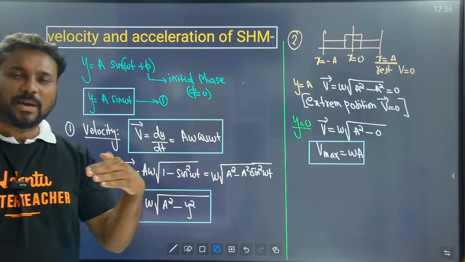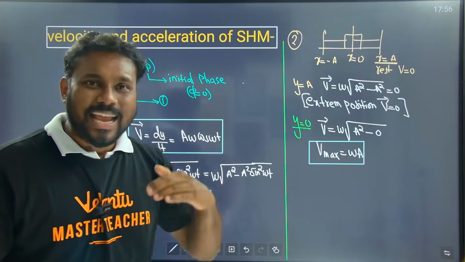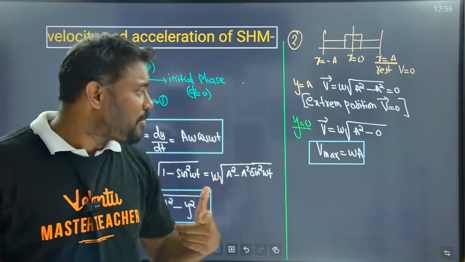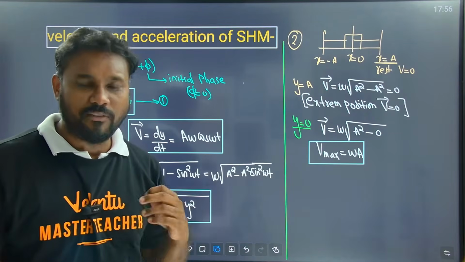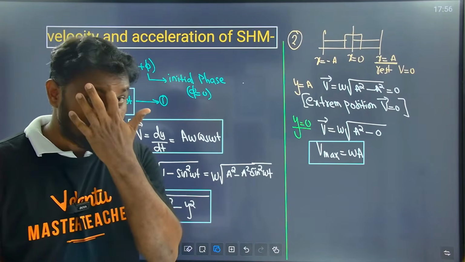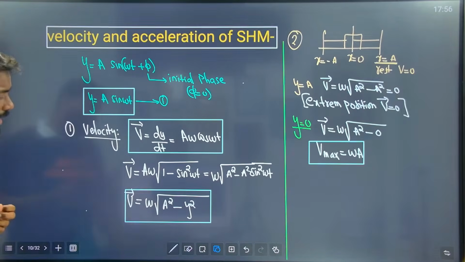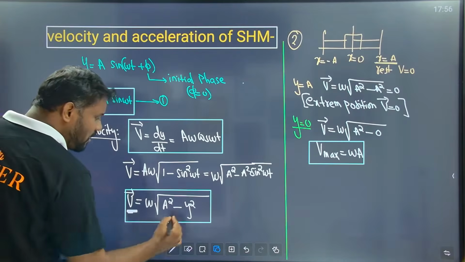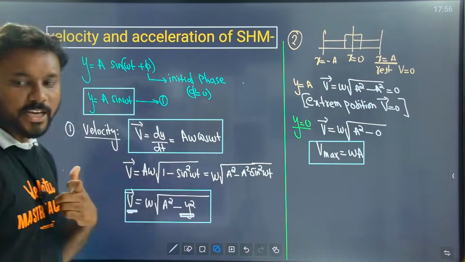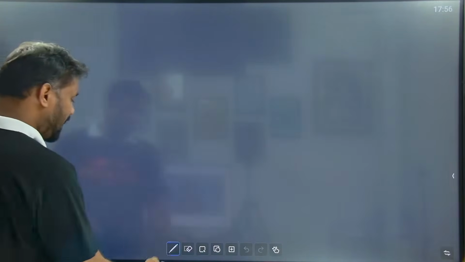The velocity of the particle in simple harmonic motion at the extreme position will be 0. At the mean position it will be maximum. The value of the maximum velocity is a omega. This must be known clearly. Clear? Everyone understood, right? Now I am going to calculate the relation between displacement and velocity, and in which direction they are. So we'll start with this.